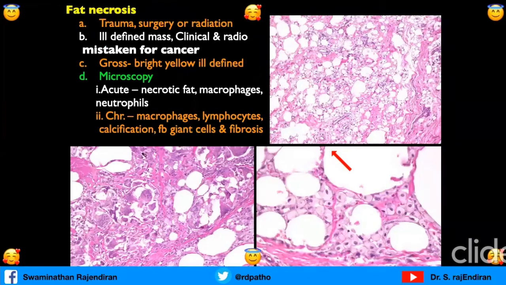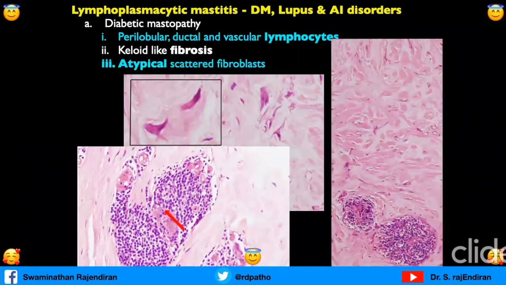Fat necrosis. This is a very, very important thing because fat necrosis will look like malignancy clinically and radiologically. We are the only people who give good news. Okay, and this fat necrosis happens following trauma, surgery, or radiation, and they are very ill-defined. Grossly, they may show a bright yellow or ill-defined mass, but microscopically it has characteristic features depending upon acute or chronic. In acute, it shows necrotic fat, macrophages and neutrophils, whereas in chronic, it will start showing foreign body giant cell reactions and fibrosis. So fat necrosis is a very, very important pathological diagnosis.